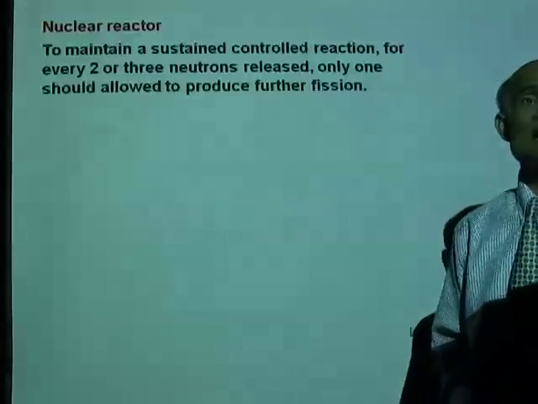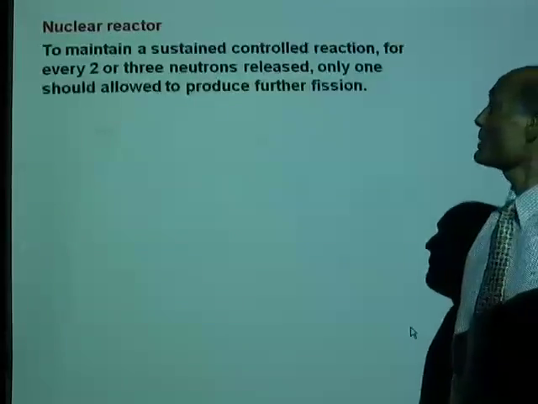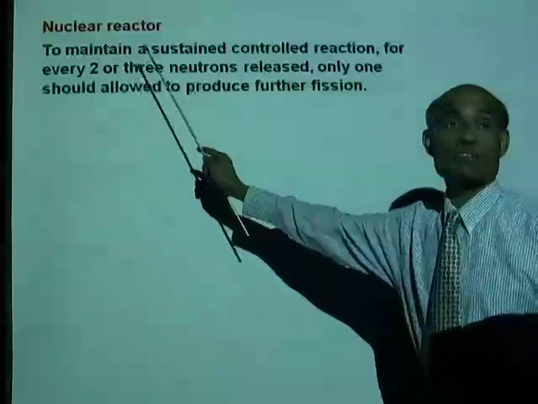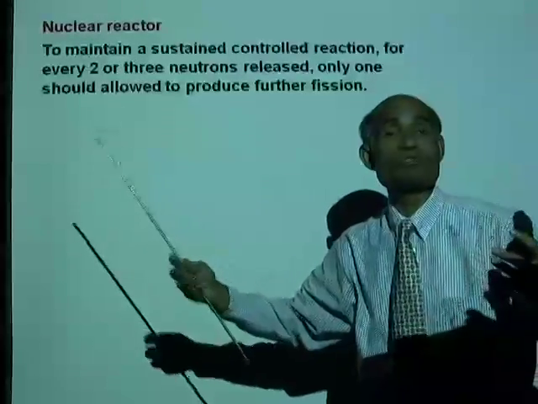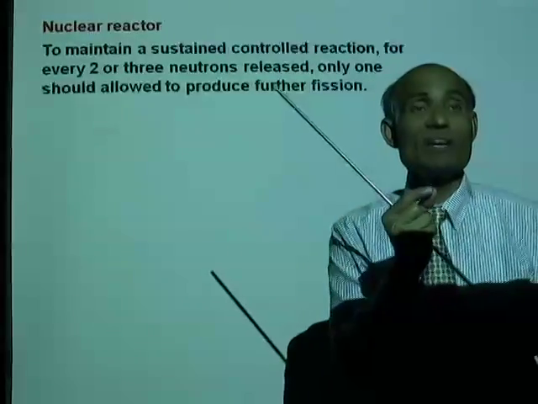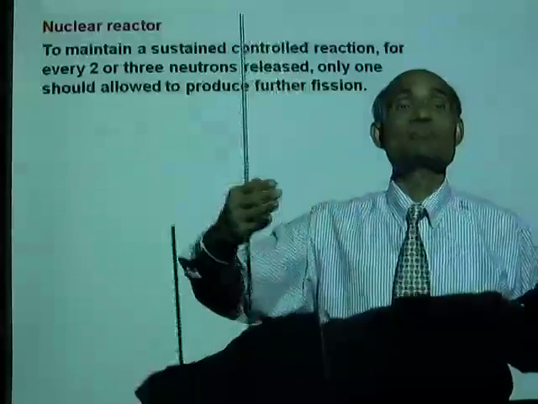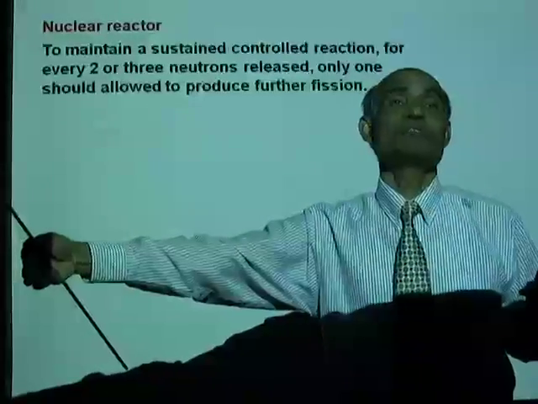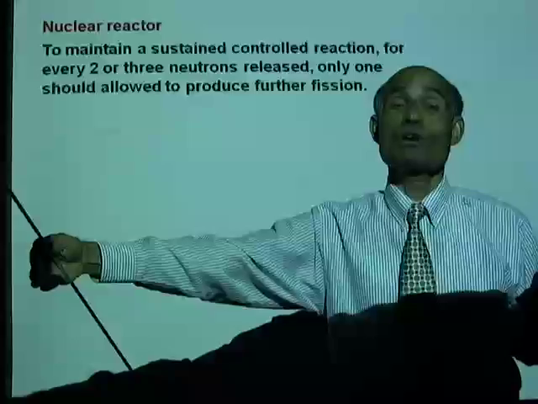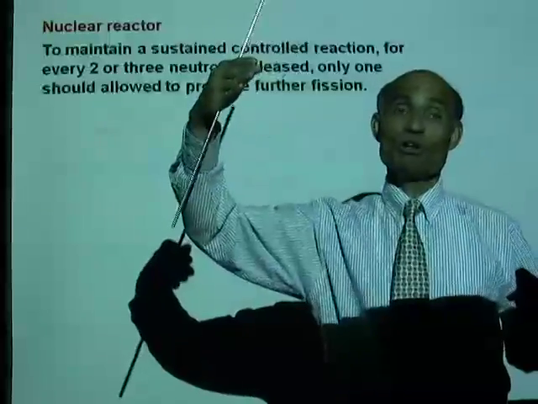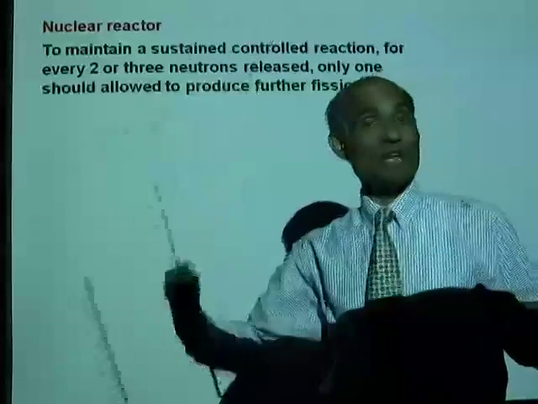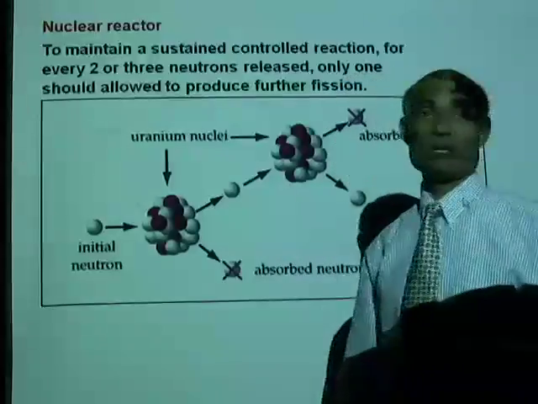To maintain a sustained, controlled reaction, for every 2 or 3 neutrons released per fission, one must be allowed to proceed to do further fission. Not more, not less. If it is more, it becomes supercritical. If it is less, it becomes subcritical.